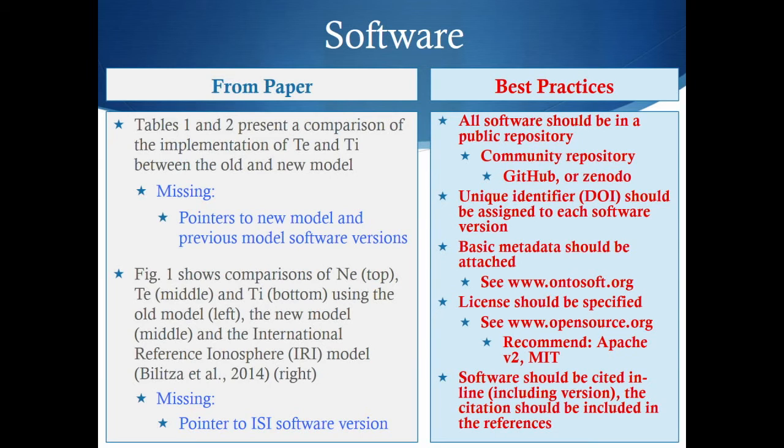There's no pointer to a specific version or a frozen DOI that gives me that specific version. It just says the old model, the new model. So there's the question about how to access that specific model. One could do it based on years where the model was published or the papers were cited, but the best practice is to be able to cite unequivocally each model and have it accessible online.